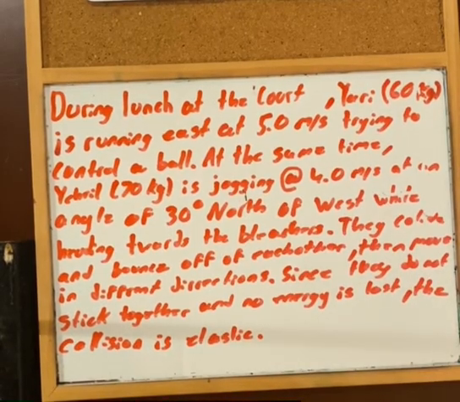During lunch at the court, Yari, who is 60 kg, is running east at 5 meters per second, trying to control the ball. At the same time, Gediel, who is 70 kg, is jogging at 4 meters per second at an angle of 30 degrees north of west while heading towards the bleachers. They collide and bounce off of each other, then move in different directions. Since they do not stick together and no energy is lost, the collision is elastic. These are the givens and required.